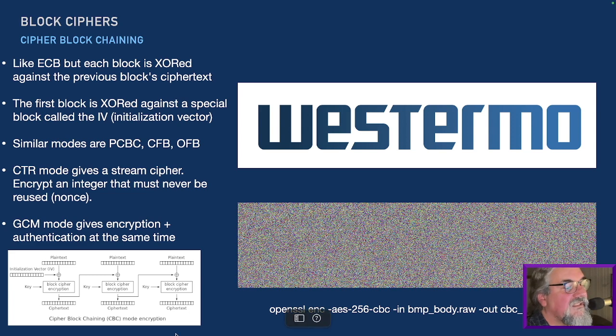Whew. And you can use this command line to do a CBC encryption. Use the OpenSSL command line. Yeah, and there are some other similar modes to CBC, like PCBC, CFB, OFB. You can go to Wikipedia and look them up. It's similar to this, but slightly different. Except counter mode and GCM mode, those two are special.